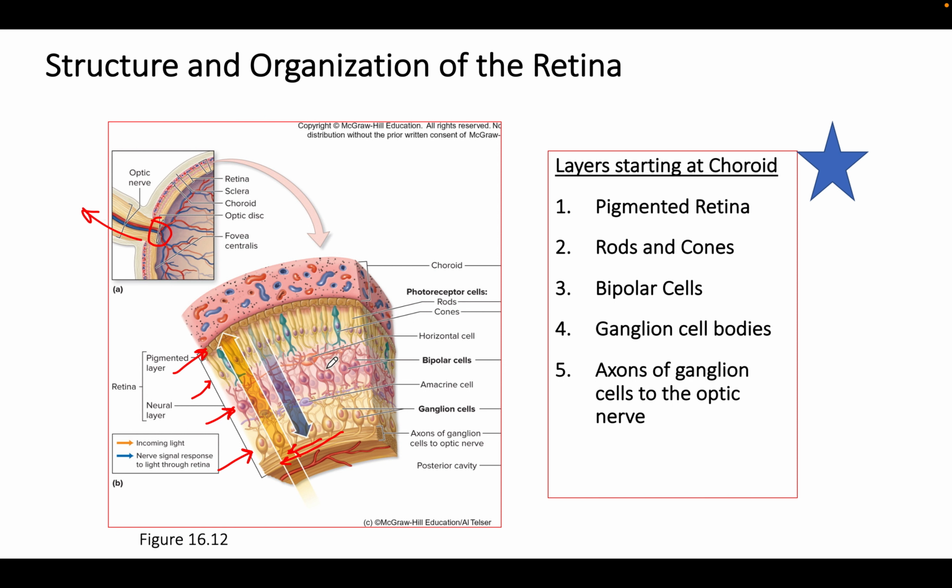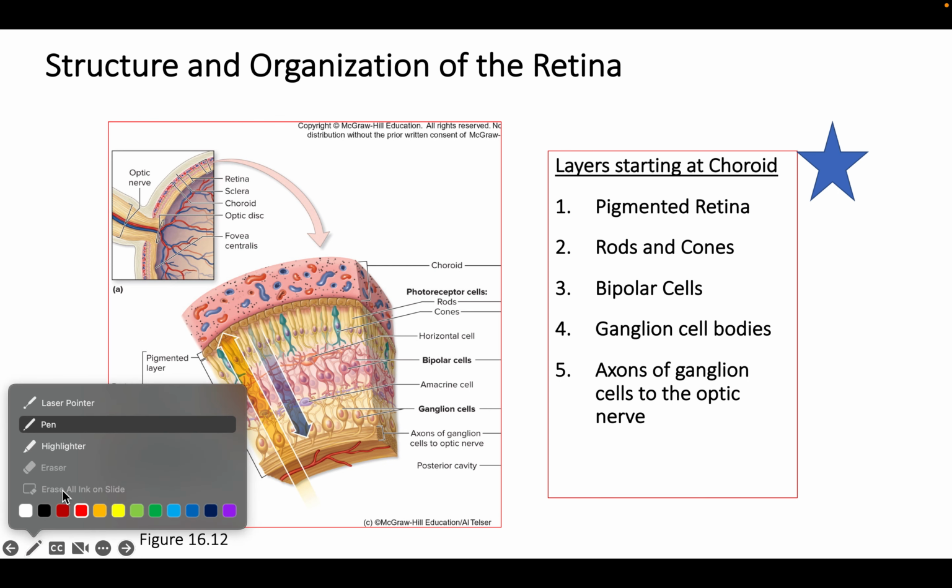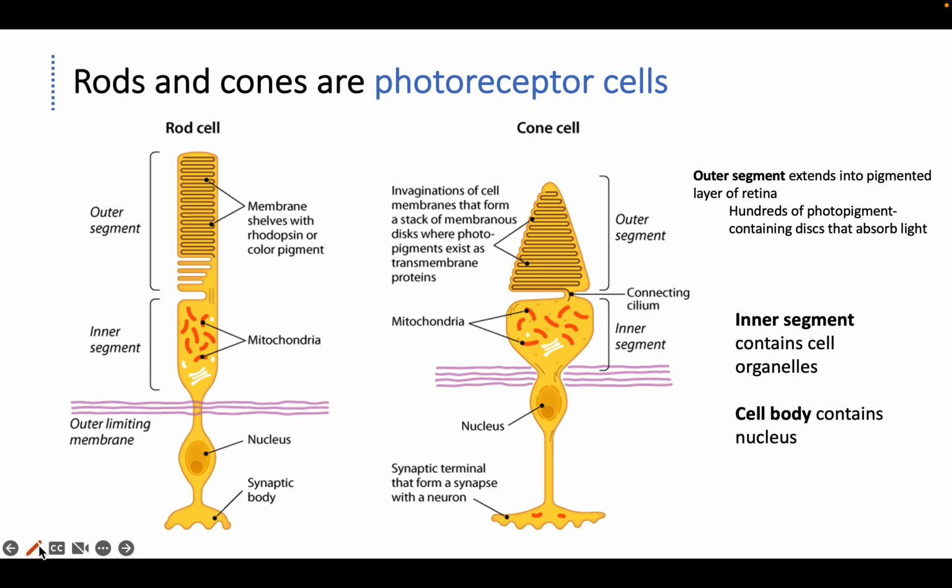Right? So we will look at each of these layers in a little more detail, and we'll start by looking at our photoreceptors, so our rods and our cones. So when we look at our photoreceptors, we look at our rods and our cones.